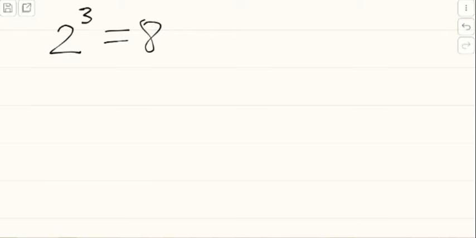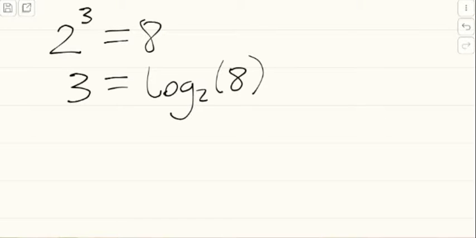So 2 to the power of 3 is an exponential. So what we're going to say is this: 3, i.e. the power, is equal to log to the base 2 of 8. So what that's saying is, to get from 2 to 8, we must raise the number 2 to the power of 3. Okay, that's what that's saying there.